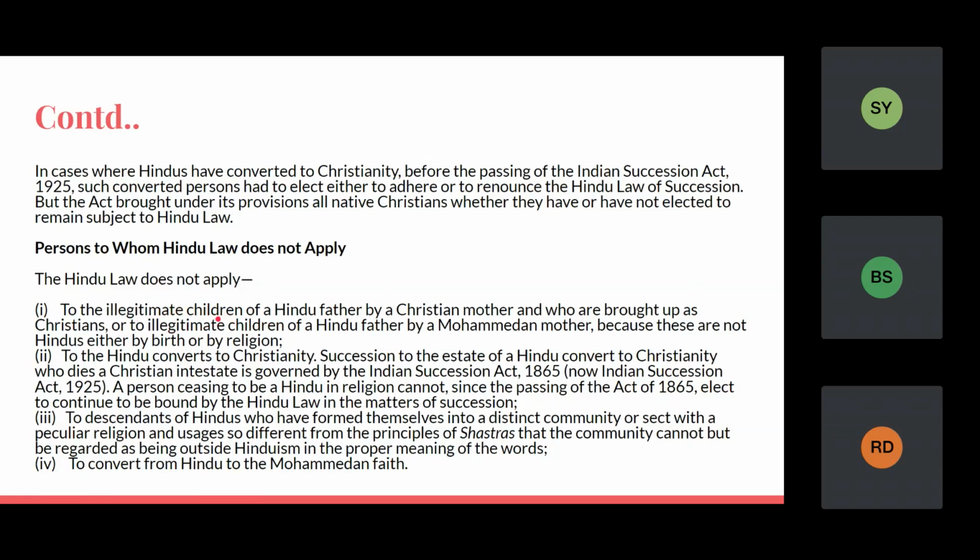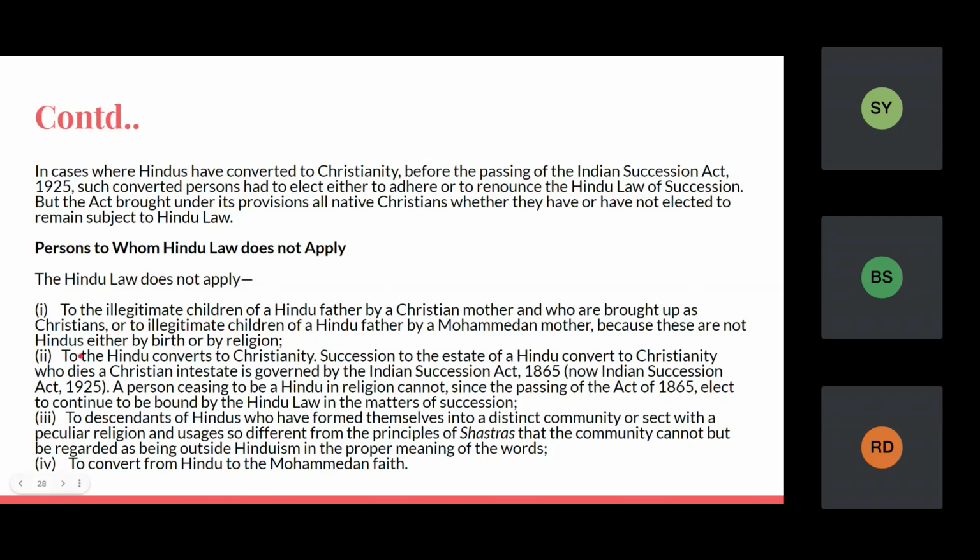So illegitimate children: a man and a woman who are not married, children born to them are called illegitimate children. So the illegitimate children of a Hindu father by a Christian mother who are brought up as Christians, or the illegitimate children of a Hindu father by a Mohammedan mother. The father is Hindu, but the mother is, in one case, a Christian, and in the other case, a Muslim, because these children are not Hindus either by birth or by religion. We know that the religion of our father applies to us, right? So that is the thing here. So the Hindu law will not apply to such children whose mothers are not Hindus.